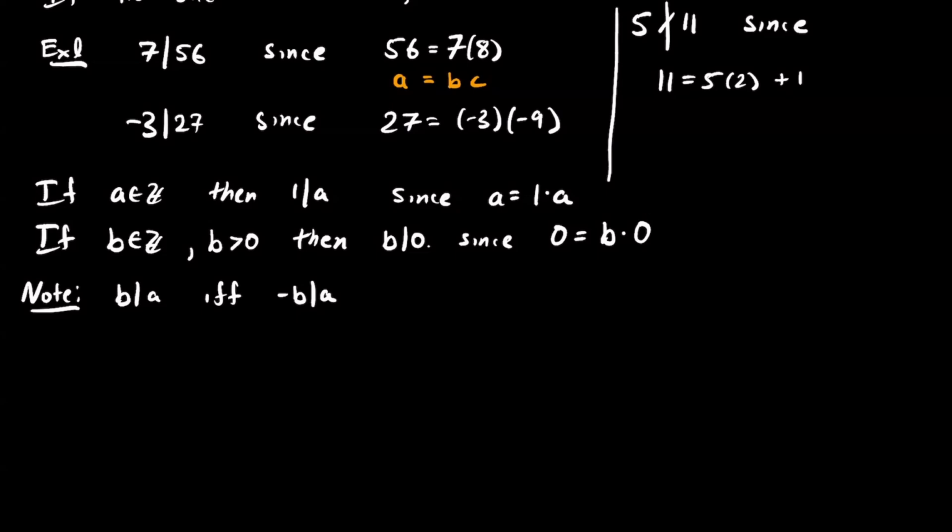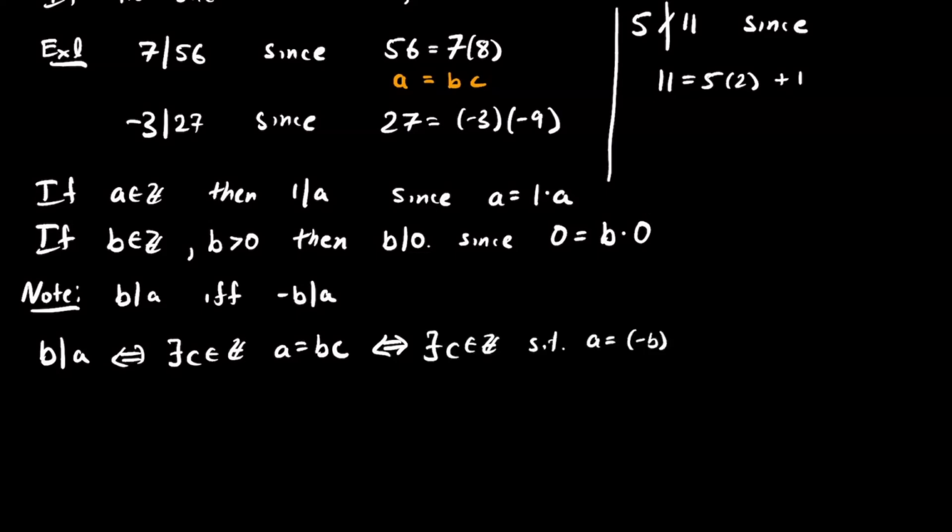So let's prove this. Let's say b divides a. Well, what does this mean? This is true if and only if there exists an integer c such that a is equal to bc. And we're going to take this equation and rewrite it. We'll say, well, this means that there exists an integer c such that a is equal to -b times -c. So now what have we done? We've written a as -b times another integer. If c is an integer, then -c is an integer. And what does this tell me? This tells me that -b has to divide a as well.